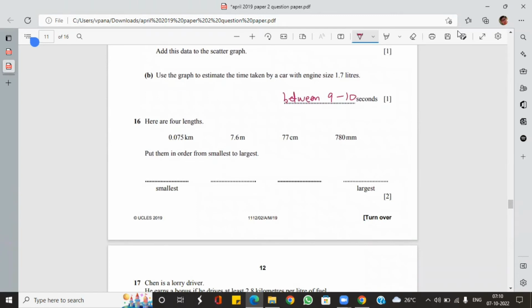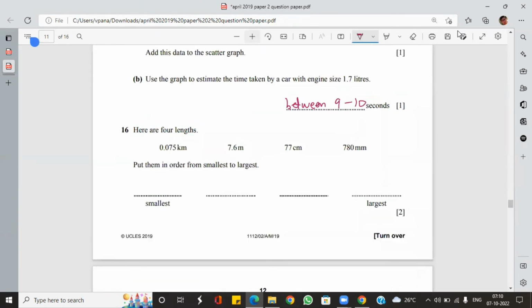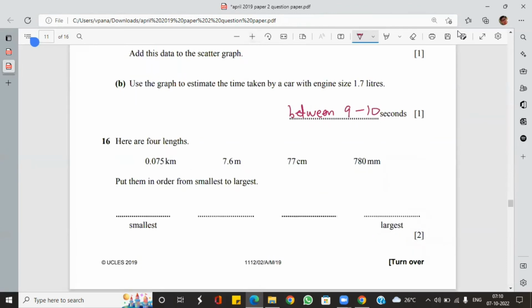Question number 16. Here are 4 lengths, put them in the order from smallest to largest. So it is good to have the conversion into the same unit. So let us convert all of them into meters. 1 kilometer is 1000 meters, so this becomes 75 meters. 7.6 meters is already there. 100 centimeters make 1 meter, so dividing by 100, you get 0.77 meters. And 1000 millimeters make 1 meter, so we divide by 1000, you get 0.78 meters.